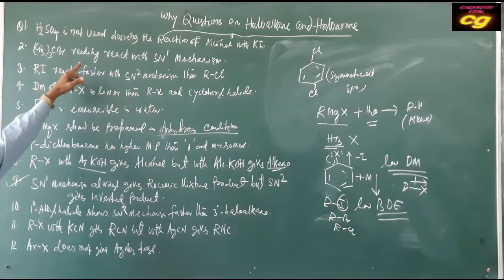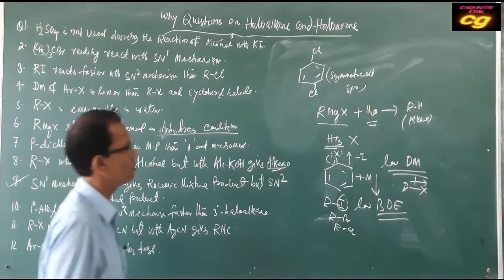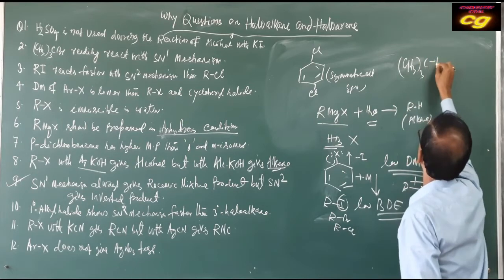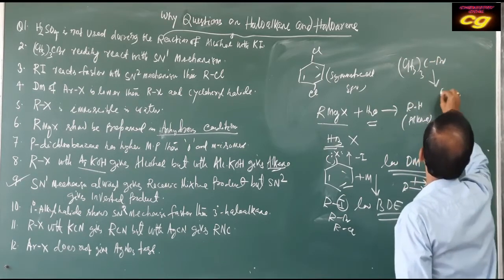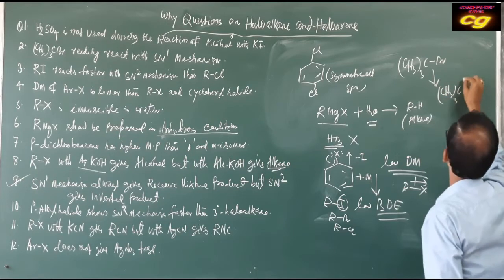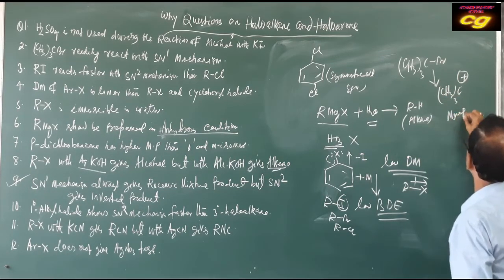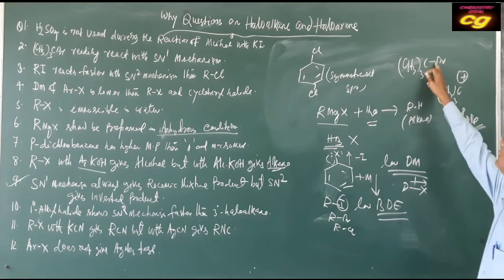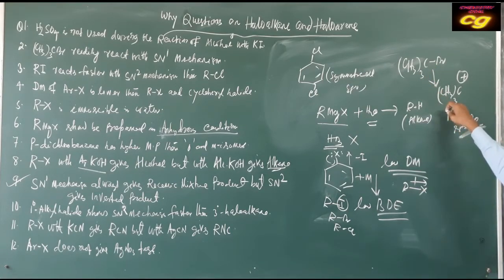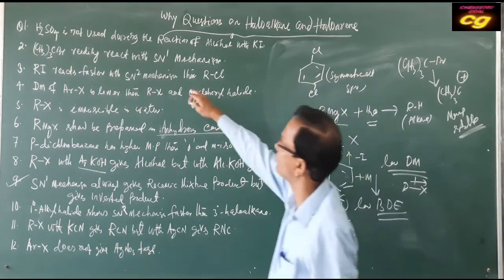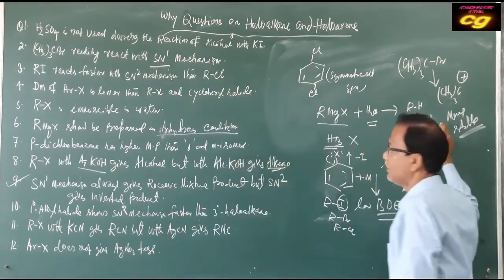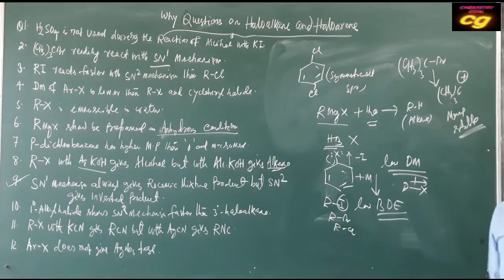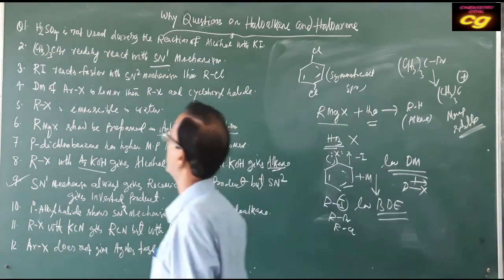Tertiary butyl bromide readily reacts by the SN1 mechanism, because if you see the tertiary bromide structure, it produces a tertiary carbocation, which is more stable. In the SN1 mechanism, the first step is the formation of carbocation. As the tertiary carbocation is more stable, its formation will be faster. That's why it goes by the SN1 mechanism.